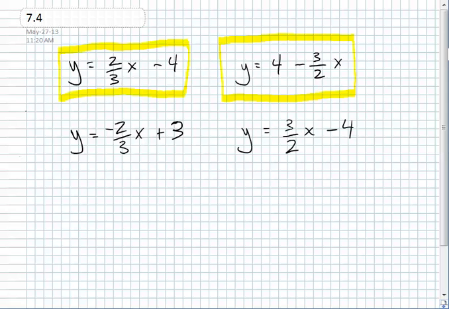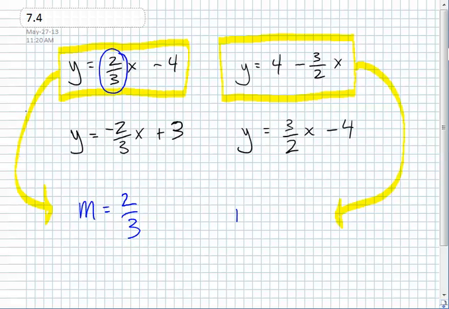So hopefully you saw that these two lines are perpendicular. Let me show you how I know that. First of all, the slope on the left is 2 over 3. That's right there. And the slope on the right is negative 3 over 2, which is from right here. And 2 over 3 is the negative reciprocal. In other words, flip it, so 2 over 3 becomes 3 over 2, and switch the sign so it becomes negative 3 over 2.